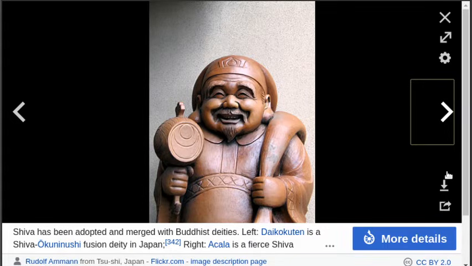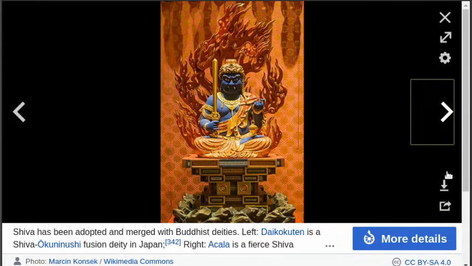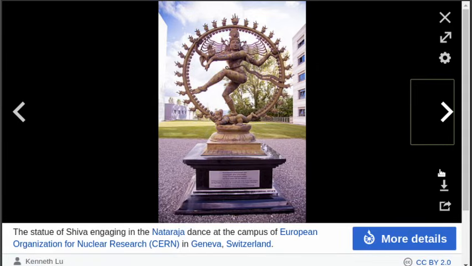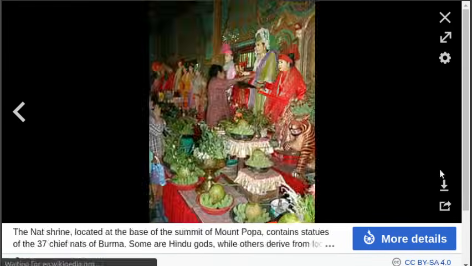It will be difficult to identify him. This is again from Japan. Now he is in the fierce form, the Rudra form. But from the clothing and the jewelry, you can say that he is coming from India. But he has a sword instead of a trident. It's amazing. And the two hands are missing again. Nataraj statue.